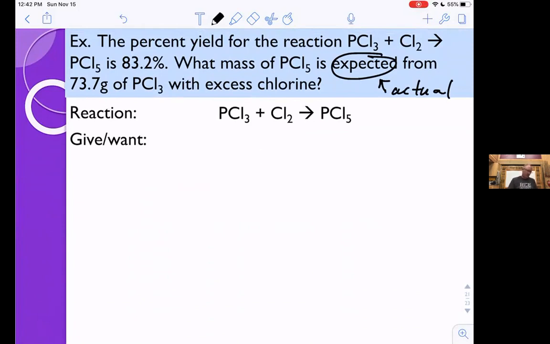So here we're starting with 73.7 grams of PCl3. We're told we have excess chlorine, so we don't need to worry about that. And what we need to find is the grams of the PCl5. So here what we're looking for is this mass. This right here will give us our theoretical yield, how much we should get from the calculation. So why don't you guys try this one? There's a little bit of algebra at the end. I think you'll be okay. Just pay attention to your formula, plug it back in to solve for your actual yield. Give it a shot and I'll come back and show you how to do it.